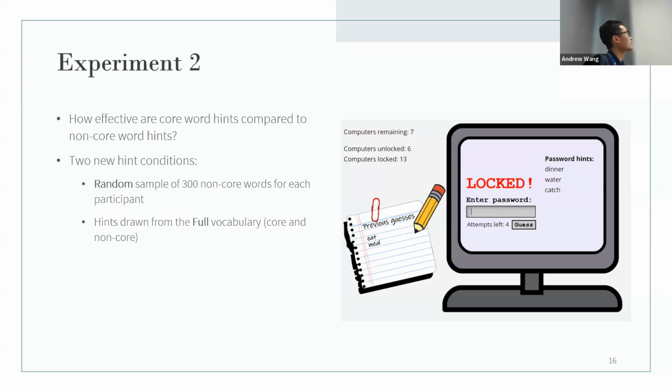We had a condition where for each participant, we had a random sample of 300 non-core words that served as the pool of hints. Non-core words, so words that were just not defined as core under any of our three metrics, and 300 is a comparably sized pool to those core word lists from which we drew the core word hints. And then we had another condition where we just drew hints from all available words, regardless of whether or not they were considered core or non-core.